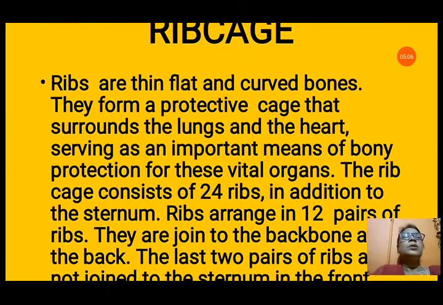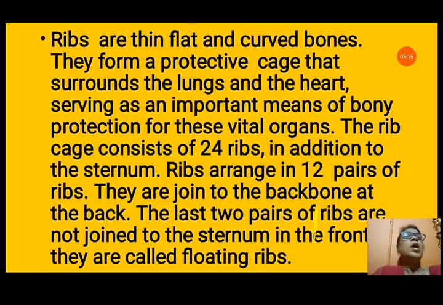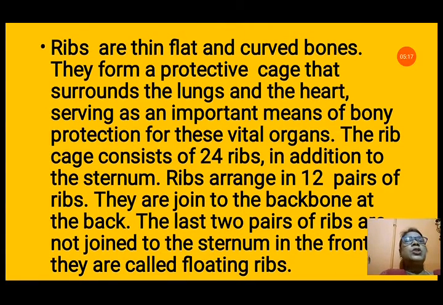Now rib cage. Ribs are thin, flat and curved bones. They form the protective cage that surrounds the lungs and the heart. The lungs and the heart are soft organs which are protected inside the rib cage, serving as an important means of bony protection for these vital organs. They protect the organs because these are very soft organs. The rib cage consists of 24 ribs, that means 12 pairs of ribs, and in the middle of the rib cage there is the sternum. They are joined to the backbone at the back.